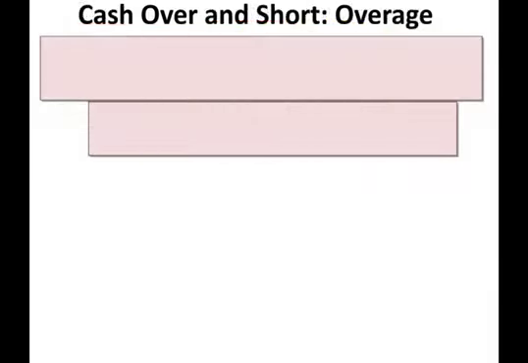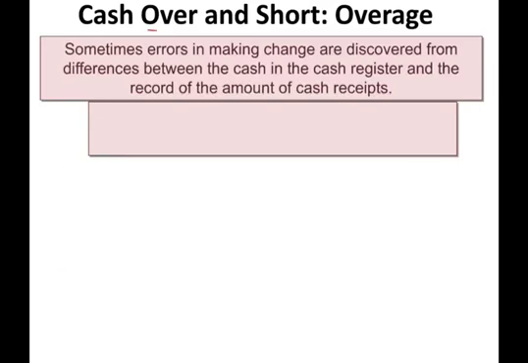When you have cash over the counter, there's always the possibility of a mistake happening. So you could have cash over and cash short, basically overage or shortage. Sometimes errors in making change are discovered. Sometimes you may give the customer more money. Sometimes the customer may give you more money by mistake. So there's a difference between the cash in the cash register and the record. Why? Because there's an error.